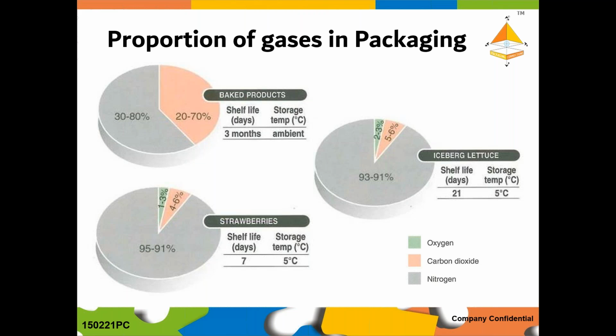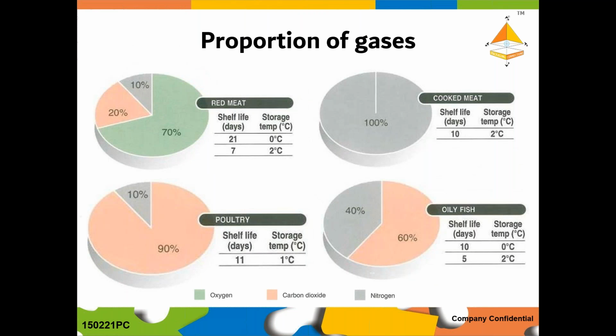You could see baked products shelf life could be as good as 3 months if you have this combination. No oxygen here. The strawberries, you need some oxygen, 1 to 3%. Iceberg lettuce, you need some oxygen as well as carbon dioxide and then most of it nitrogen. Red meat, cooked meat, you don't need any oxygen. Or poultry, no oxygen required. Oily fish, no oxygen.